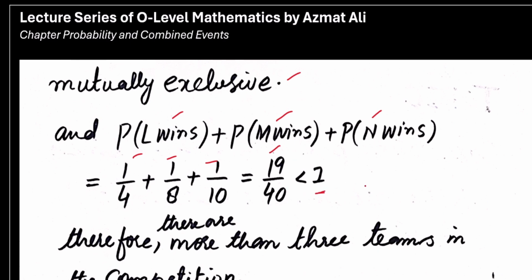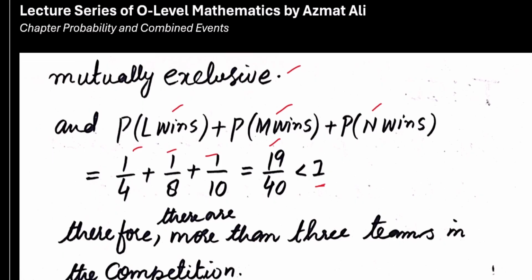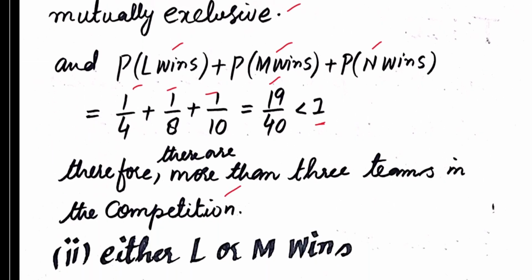As we know, total probability is equal to 1. Therefore, there are more than 3 teams in the competition, because total probability should be equal to 1, and the sum of these three probabilities is less than 1. It means there is a space for another team also in this competition to complete the sum equal to 1.